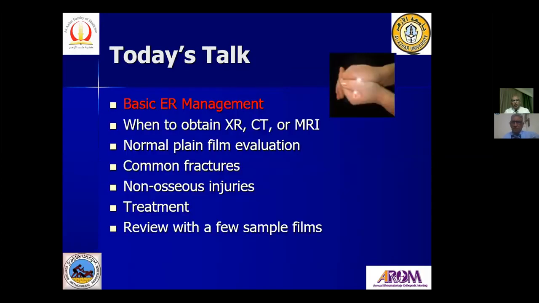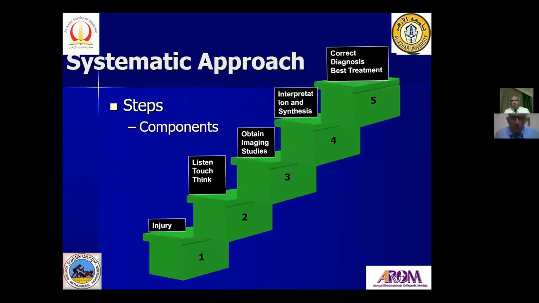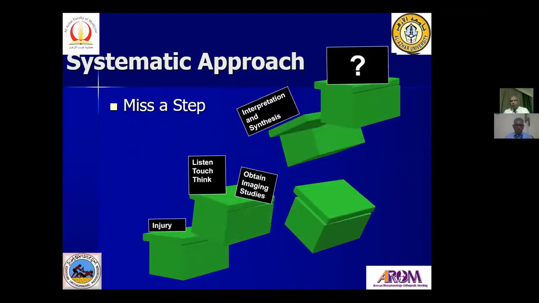And this is basic ER management. It's very important to know when to obtain the X-ray. These steps are very important: know the injury, listen and touch the patient, obtain the imaging, interpret and study it, and reach the correct diagnosis. If you don't follow this systemic approach and miss one step, you fail to diagnose.